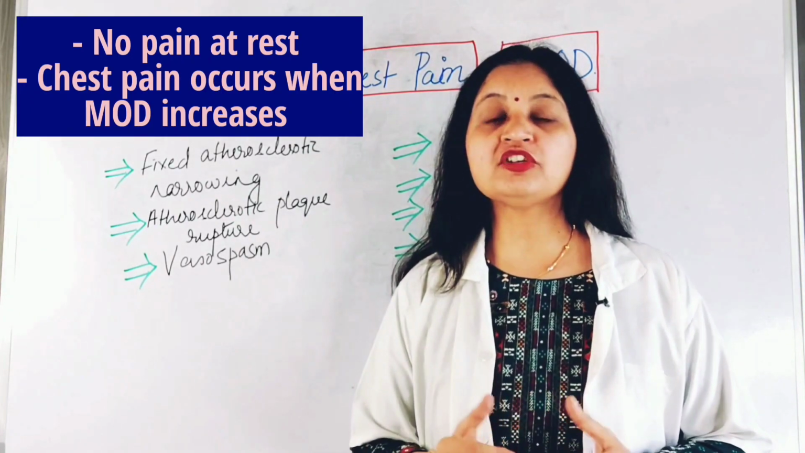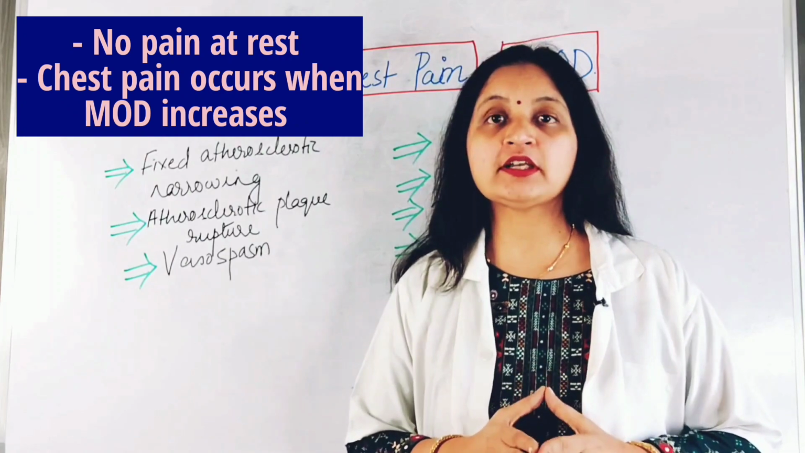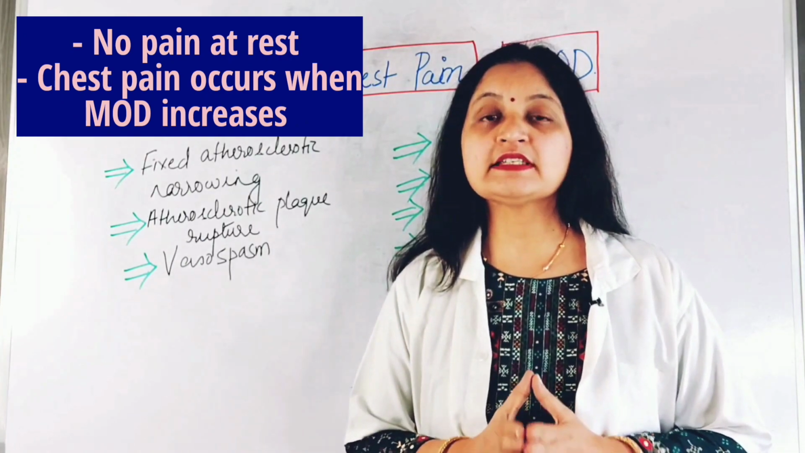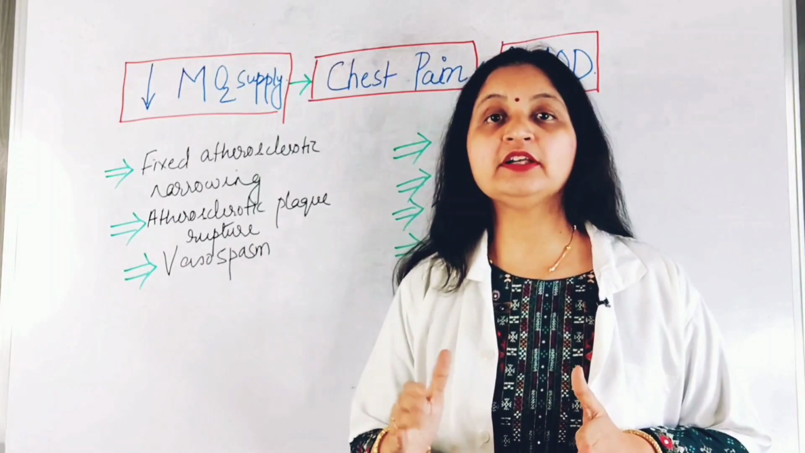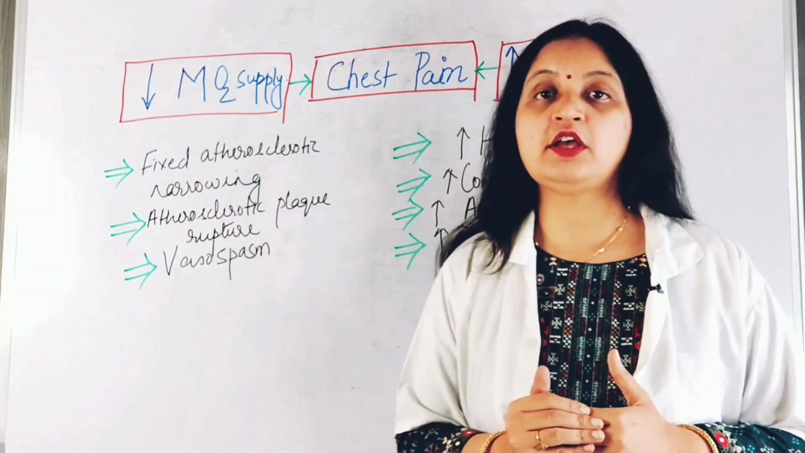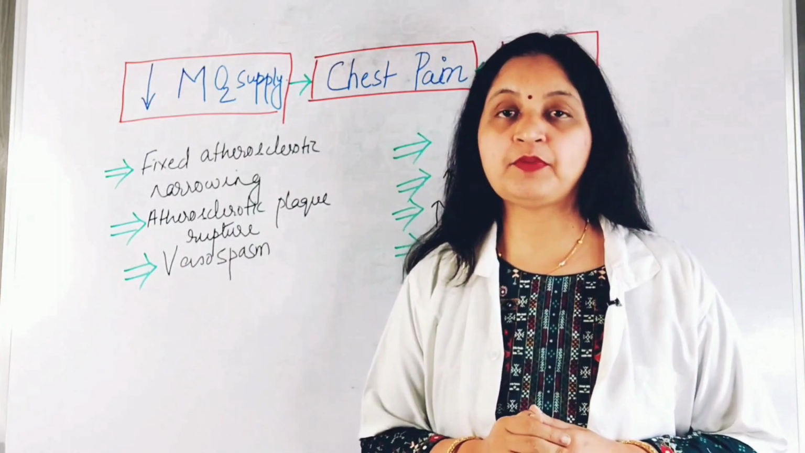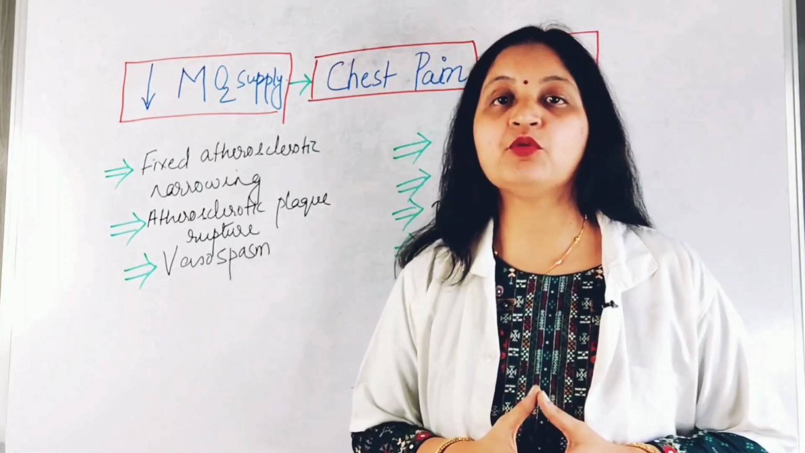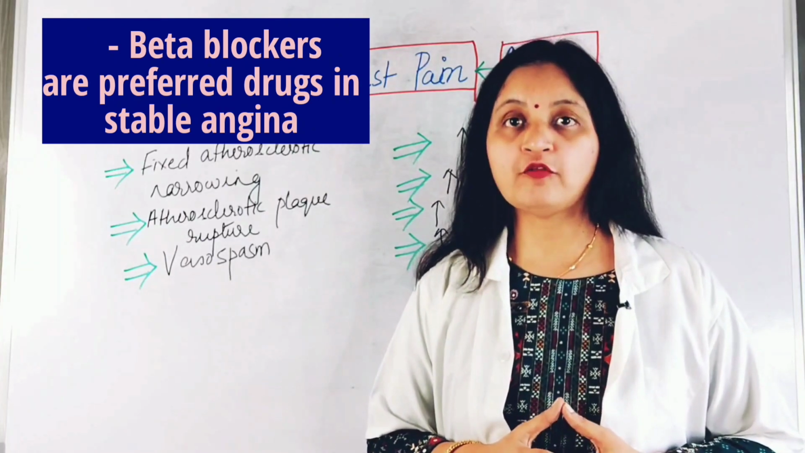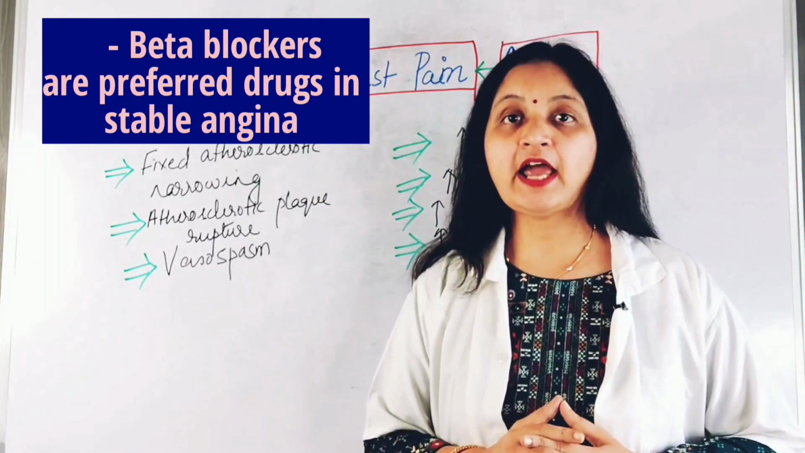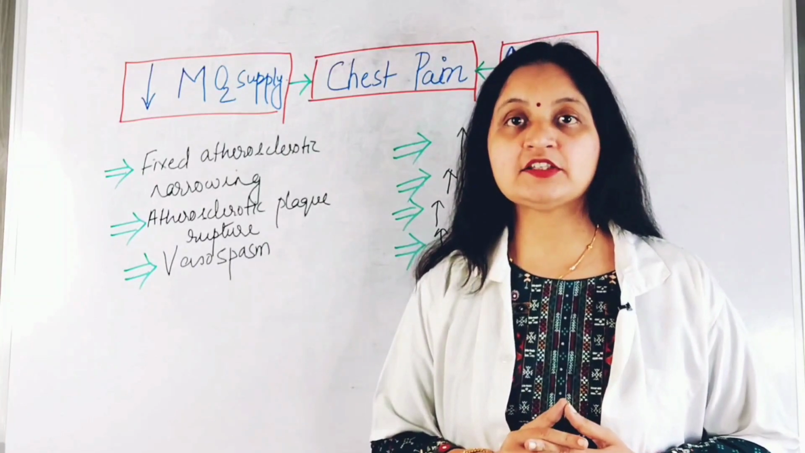But when the myocardial oxygen demand increases, for example in situations such as exercise or emotional reaction, the workload on the heart increases, the energy consumption increases, and the myocardial oxygen supply is not adequate to meet the demands of the metabolizing tissues. So the patient experiences chest pain, for example during exercise and during emotional reaction. Therefore, in stable angina, beta blockers are the drugs of choice because they decrease the heart rate and contractility, thus decreasing the myocardial oxygen demand and helping to relieve chest pain.